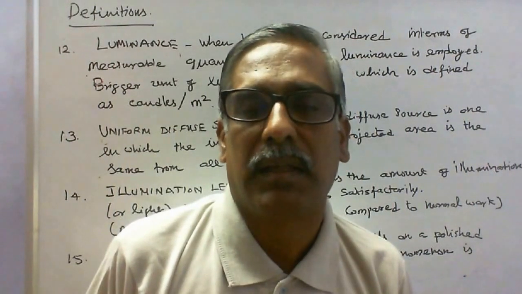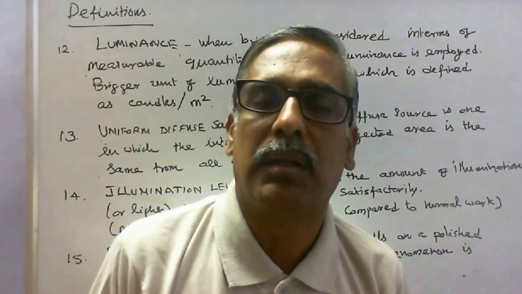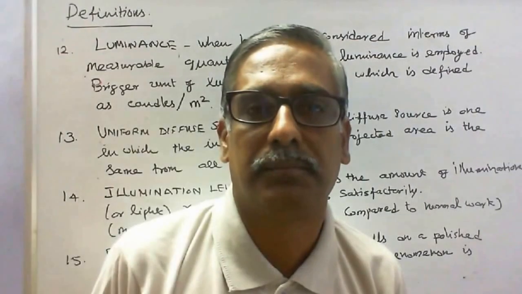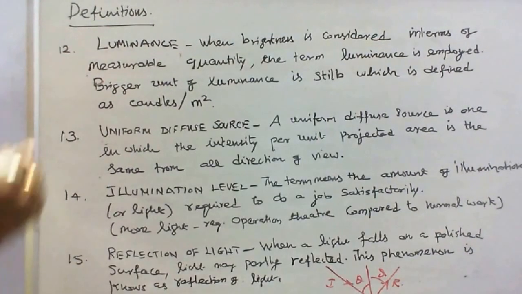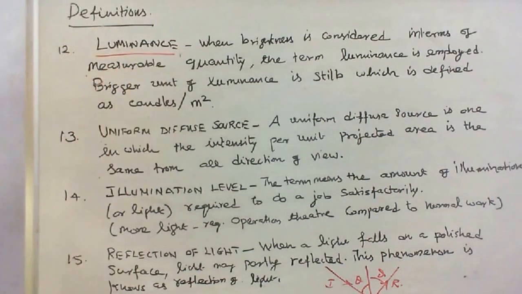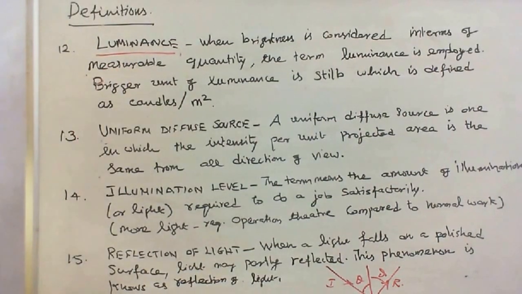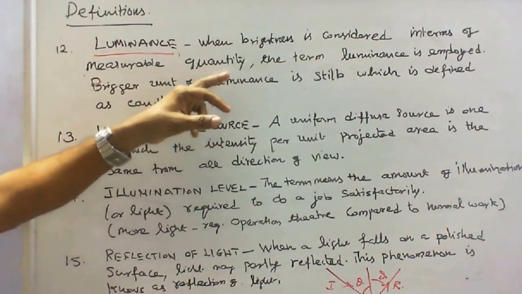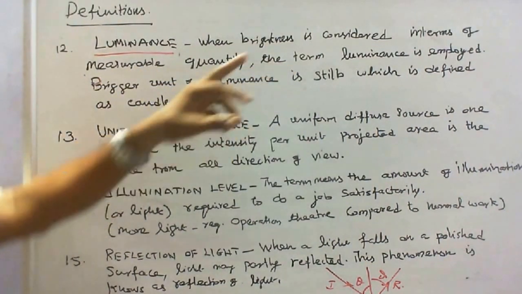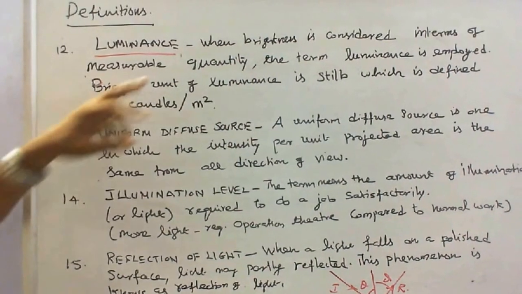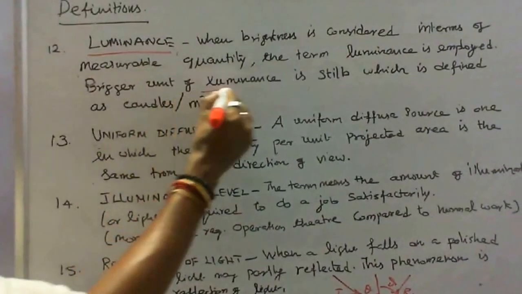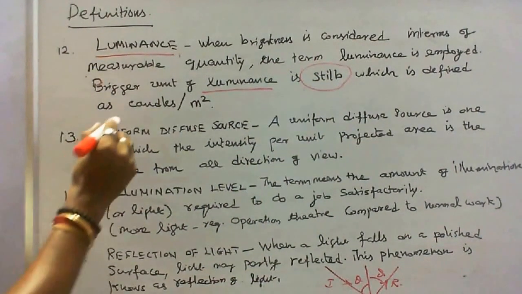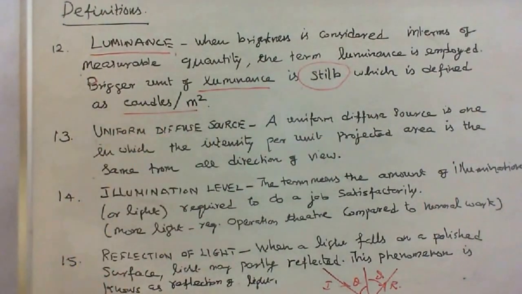In this class, we will see some important terms and definitions in illumination engineering. The 12th term is illuminance. When brightness is considered in terms of measurable quantity, the term illuminance is employed. Bigger unit of illuminance is stilb, which is defined as candles per meter square.